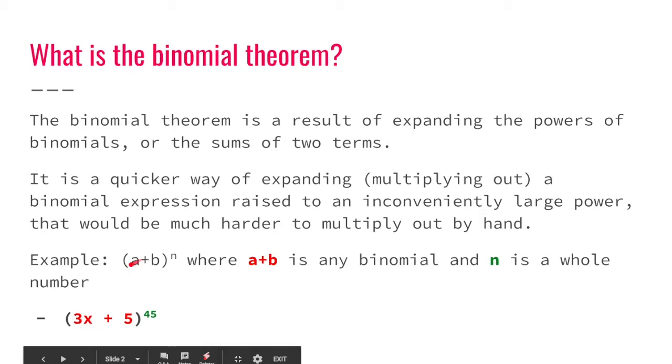For example, if we look at a binomial simplified to parentheses a plus b to the power n, where a plus b is any binomial and n is a whole number, this is an example of a binomial that would be hard to solve by hand. Parentheses 3x plus 5 to the power 45 is a really big binomial, as opposed to 3x plus 5 to the power 1 or 2 or 3, which could be simplified by hand. But it would just take hours trying to simplify this one.